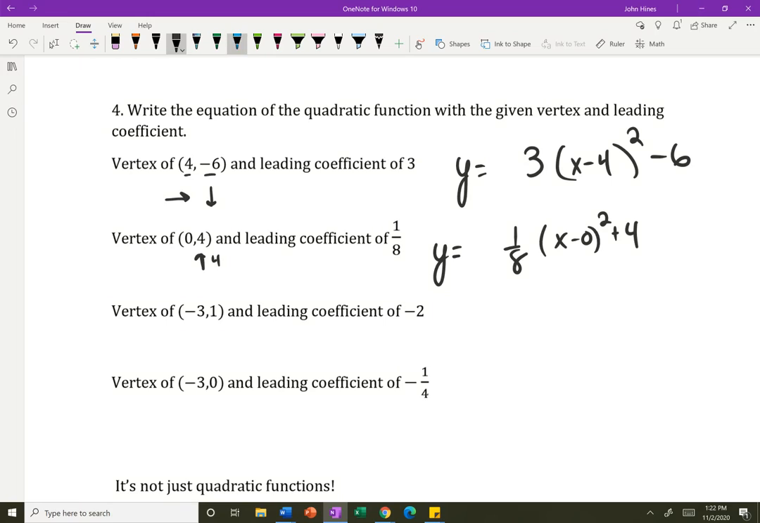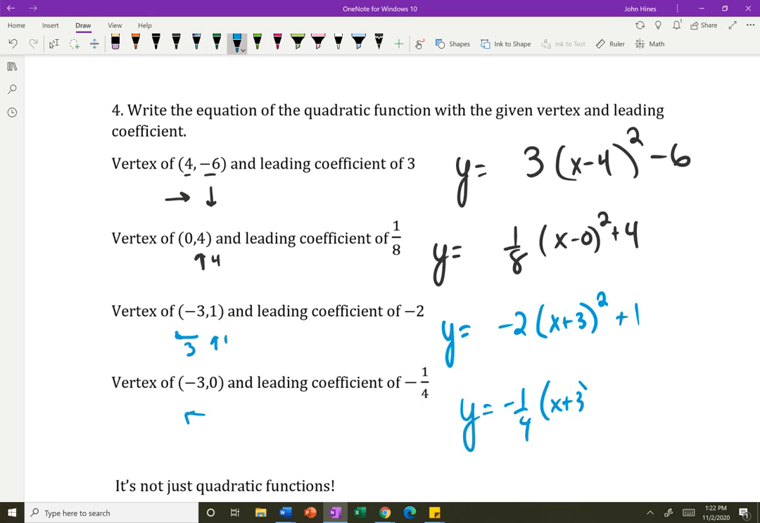I know you didn't actually pause the video there, but let's see what you got anyway. Left 3, up 1. Opposite inside, outside the same. The leading coefficient of -2. And then finally, I need to go left 3, but not up or down at all. So y equals -1/4 times x plus 3 squared. And I could write plus 0 there, but I don't need to write anything there. That's fine. I'm good to go like that.